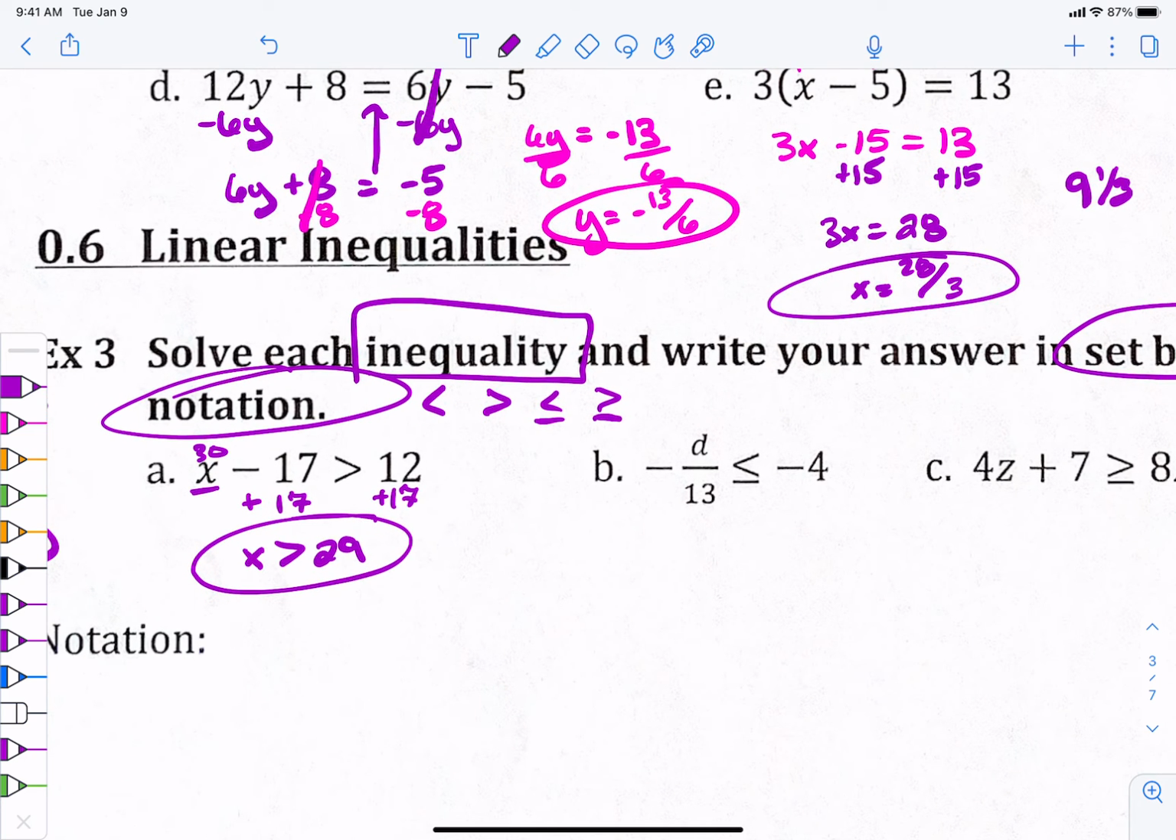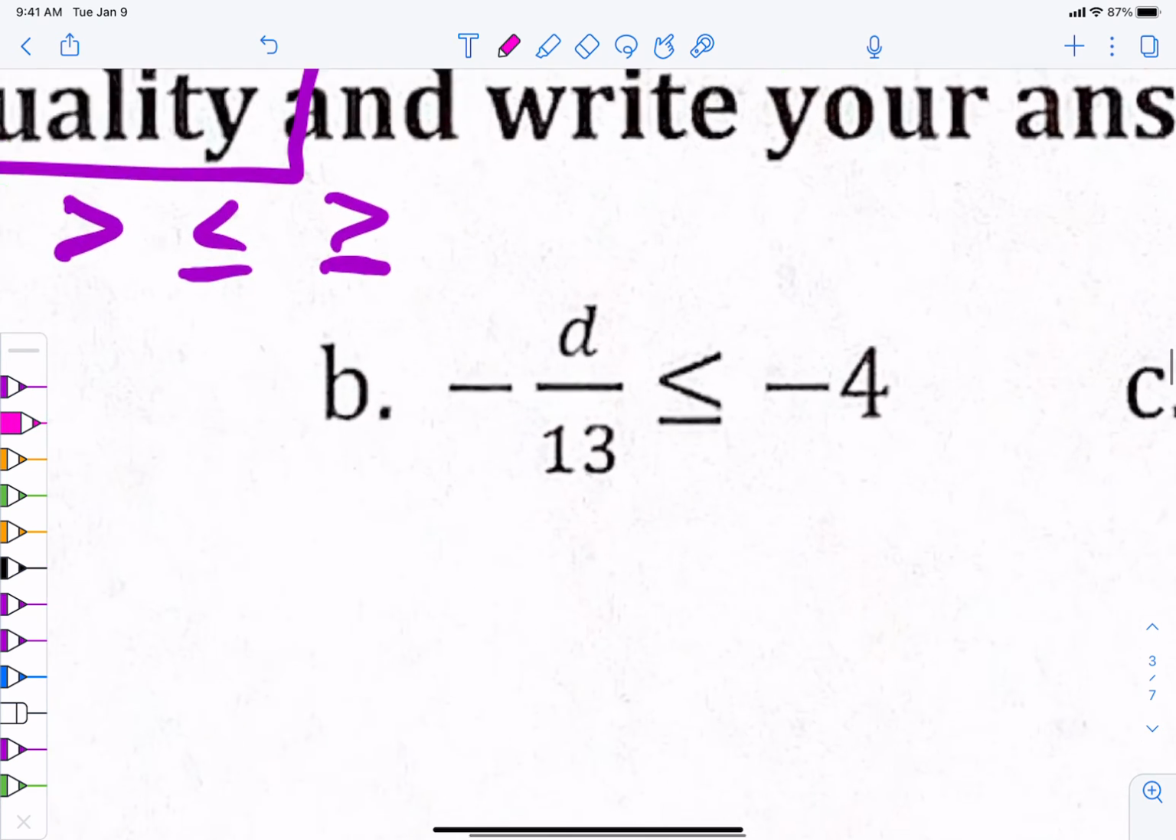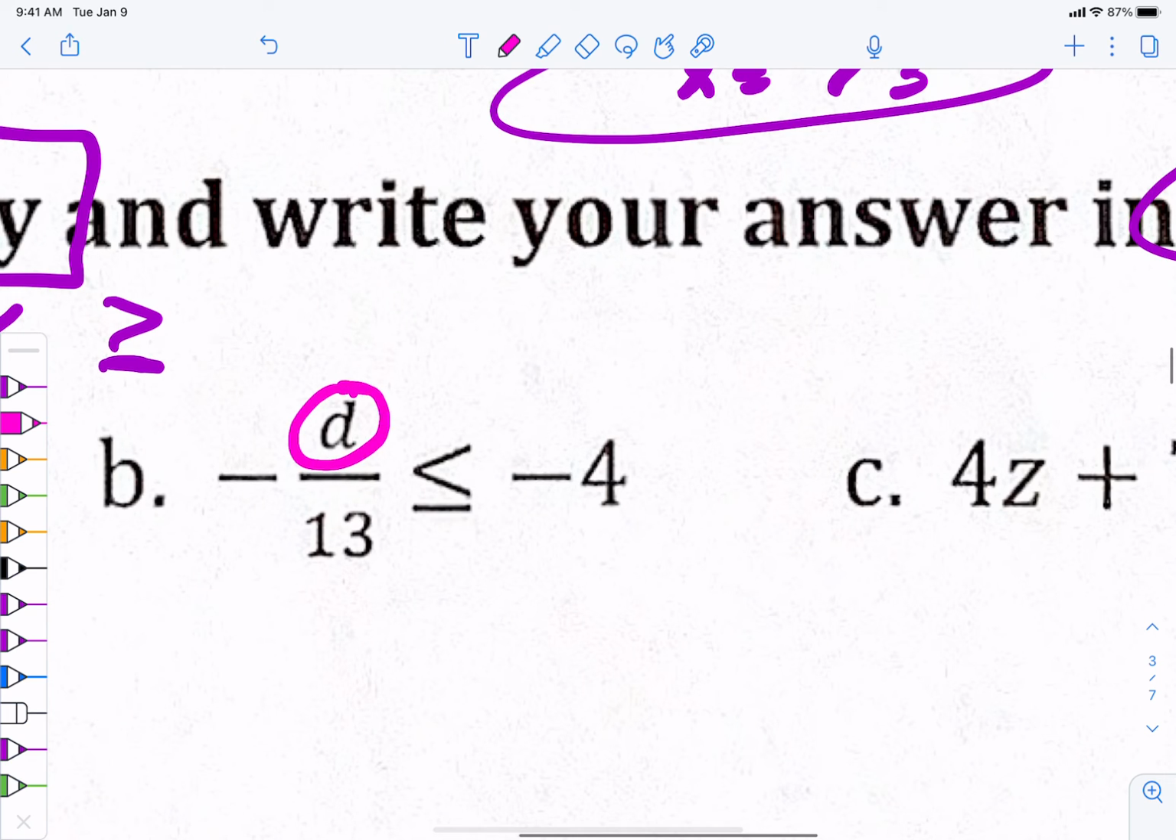Part B. There's a D here. What are you going to do to get the D by itself? Okay, think about what it's doing to the 13. This says D divided by negative 13. So Kyle says the opposite of division is multiplication. We have to multiply. But since there's a negative there, let's kill two birds with one stone. Let's multiply by negative 13 to get both of those things to cancel out, right?